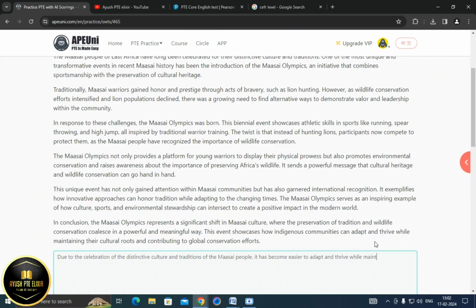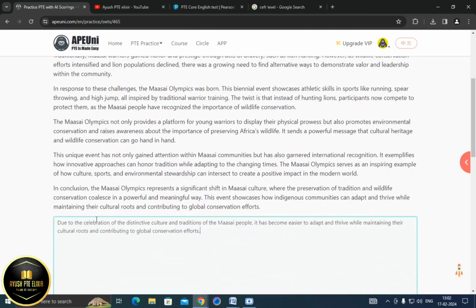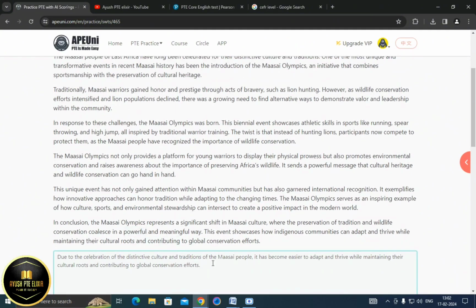While maintaining their cultural roots, you can directly type it as well, and contributing to the global conservation efforts. So this is how I can connect it: due to the celebration of the distinctive culture and traditions of the Maasai people, it has become easier to adapt and thrive while maintaining their cultural roots and contributing to global conservation efforts.